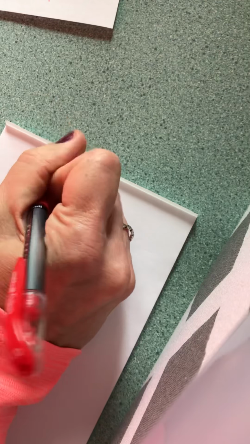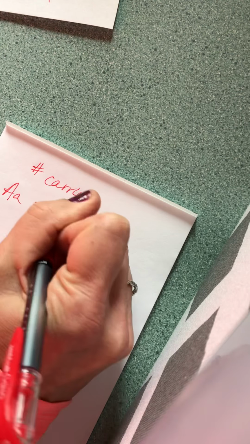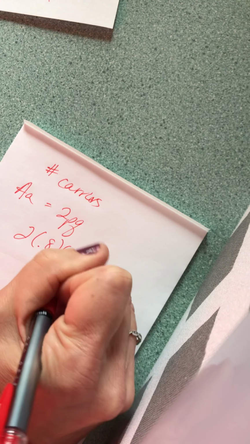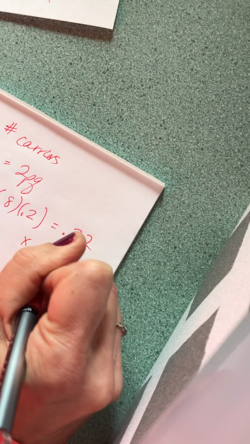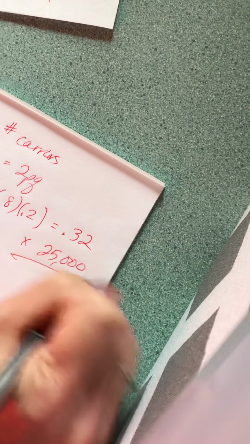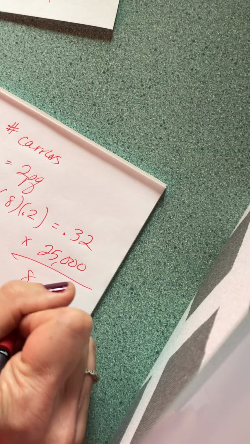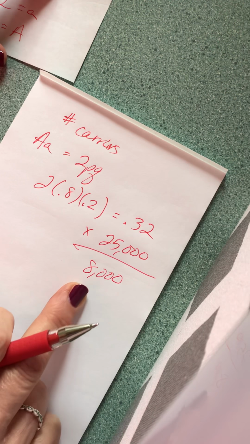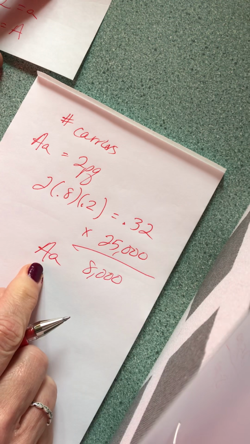Now if I want to find out the number of carriers, I want to figure out big A, little a. So that's 2PQ. So 2 times 0.8 times 0.2 gives me 0.32. And then I multiply that by my population size. So 25,000 times 0.32, I get 8,000. So out of a population of 25,000, 8,000 would have that carrier phenotype. So 8,000 people would be big A, little a.